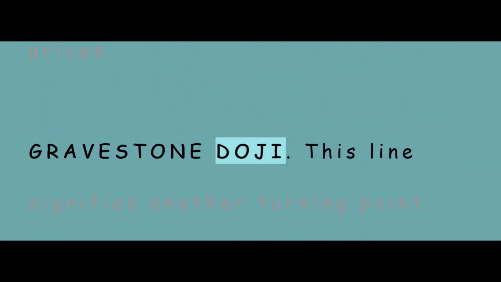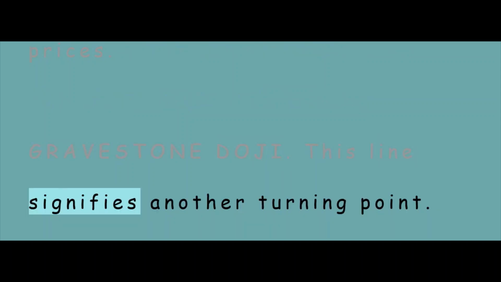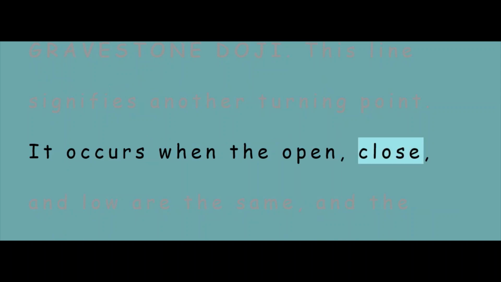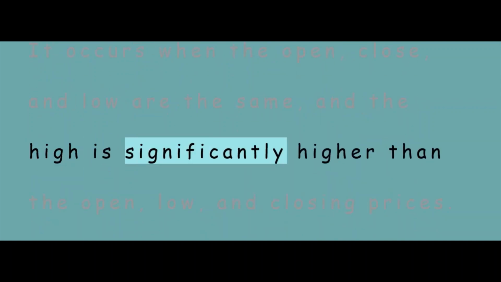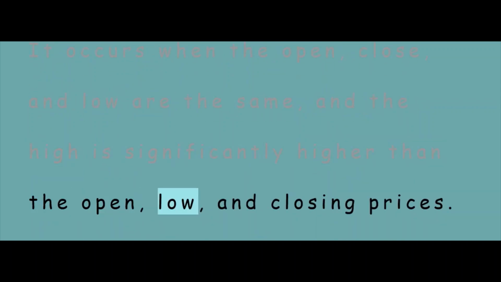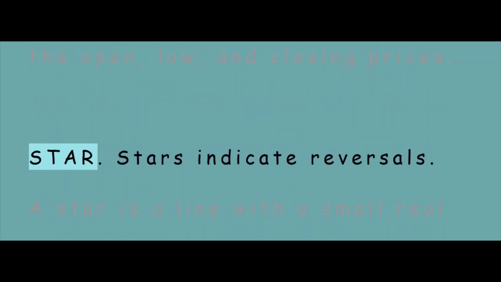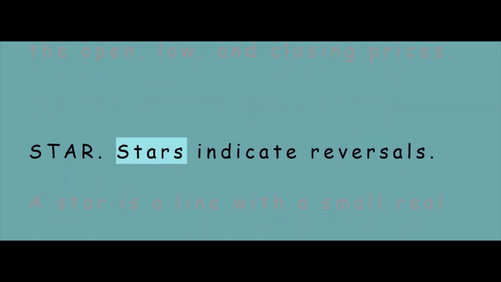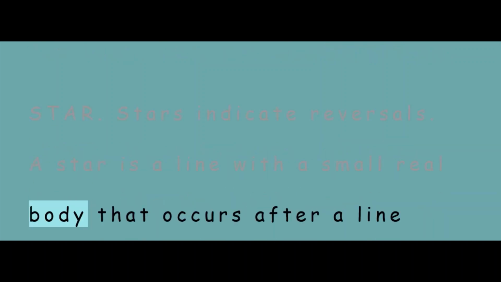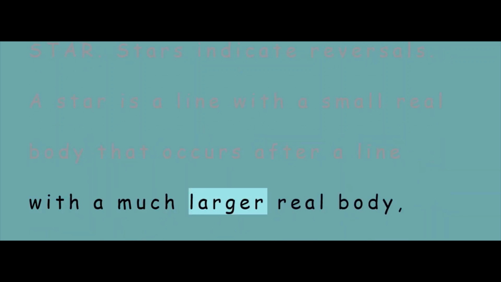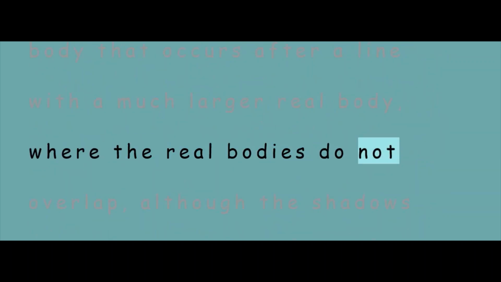Gravestone doji. This line signifies another turning point. It occurs when the open, close, and low are the same, and the high is significantly higher than the open, low, and closing prices. Star. Stars indicate reversals. A star is a line with a small real body that occurs after a line with a much larger real body, where the real bodies do not overlap, although the shadows may.